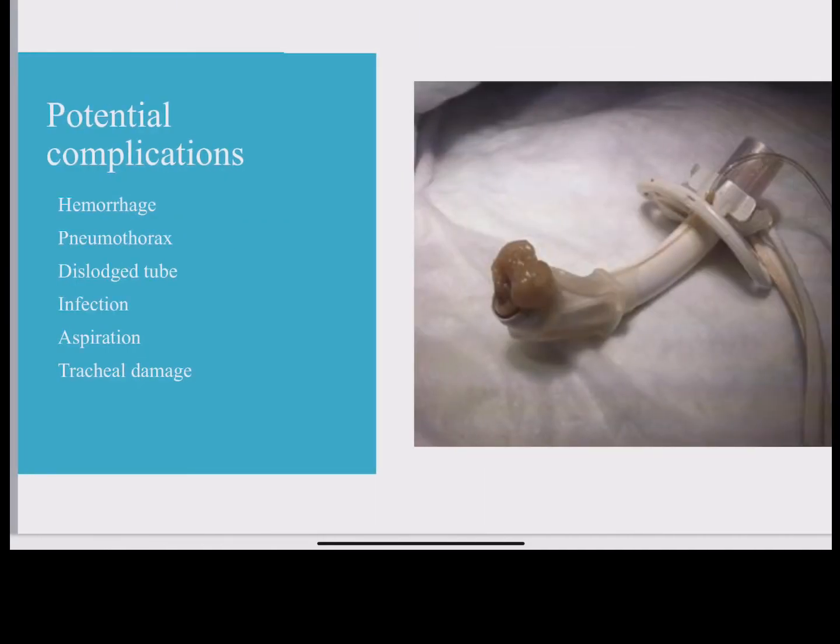So there are a couple complications with our trachs. Remember, we can cause hemorrhage if the cuff is inflated with so much high pressure that it can cause necrosis and bleeding, a pneumothorax from blockage, a dislodged tube, and we'll get into that, infection, aspiration, or tracheal damage. Now, I want to talk about the dislodged tube and that lovely obturator that you have placed at bedside.